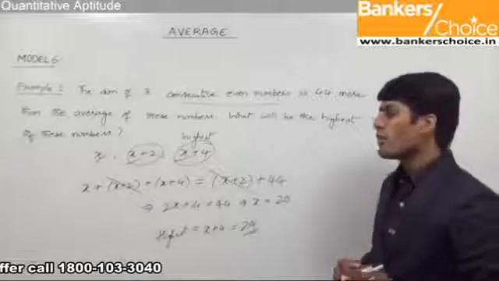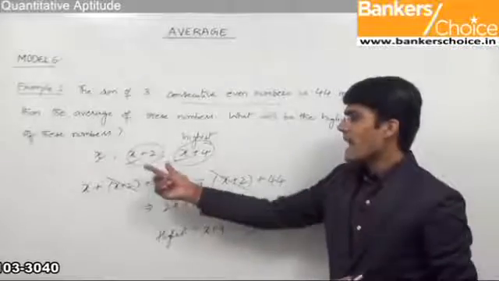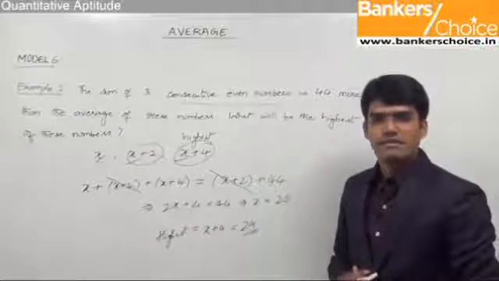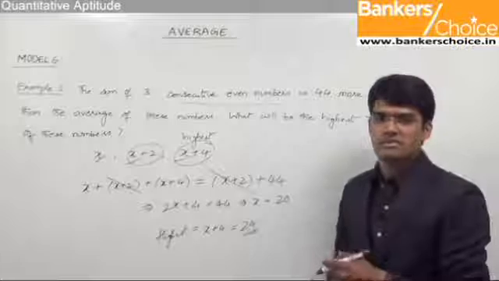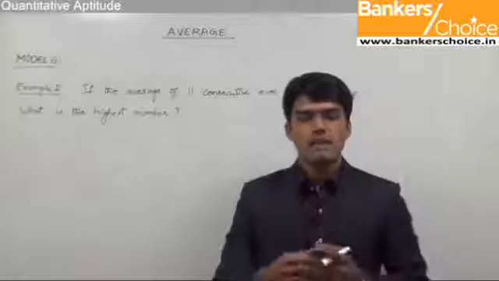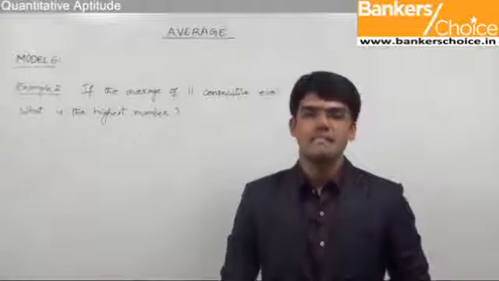So remember that for consecutive numbers, always the average should be taken as the middle number. And that helps us in solving the question faster. Let us now discuss another example based on consecutive numbers.